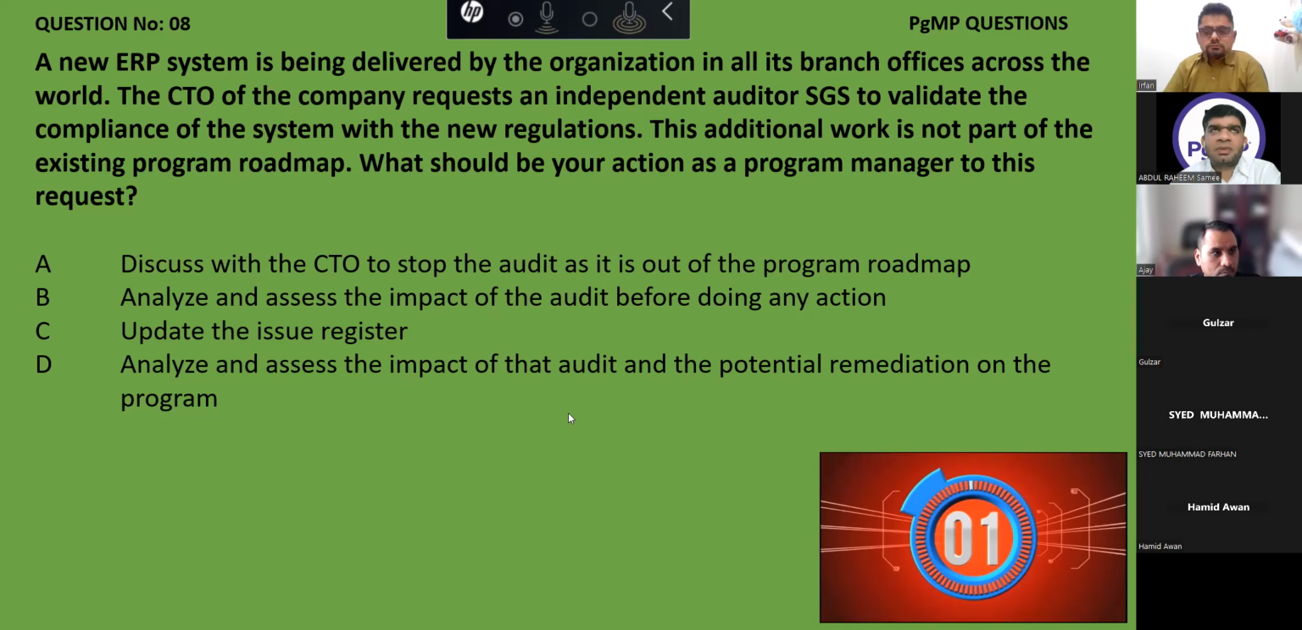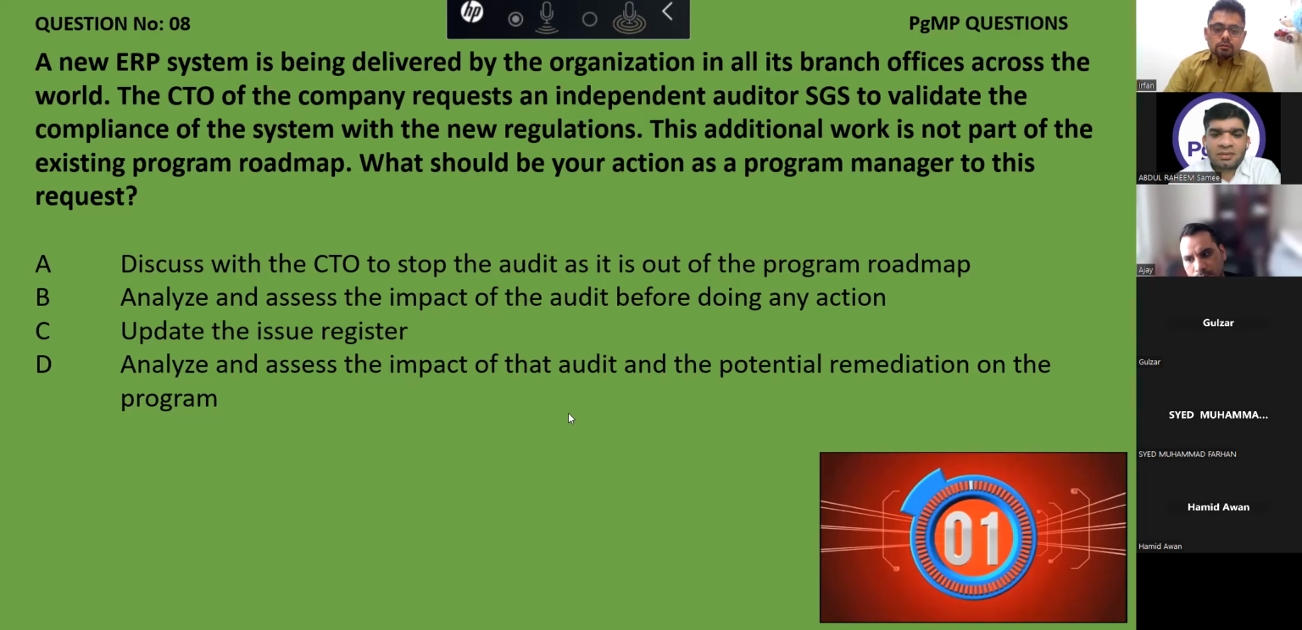Okay, but an issue is something which has already occurred or which is about to occur. What is an issue? Was that a question, or I'm sorry? I'm just clarifying, because here we said update the issue register, not the risk register. So an issue is something which has occurred. But in this case, the CTO requests an independent auditor, meaning he has given the proposal that I have invited somebody to do it, but it has not actually occurred. So this cannot be an issue.